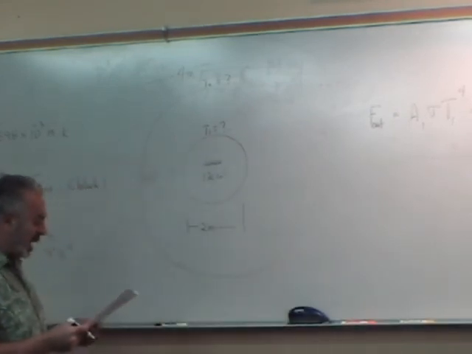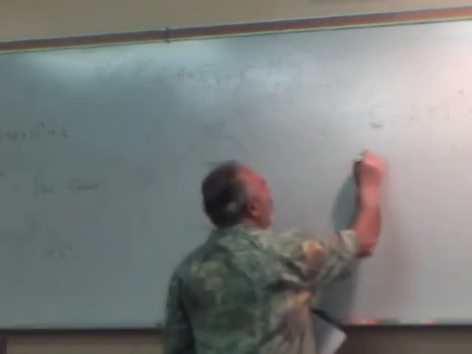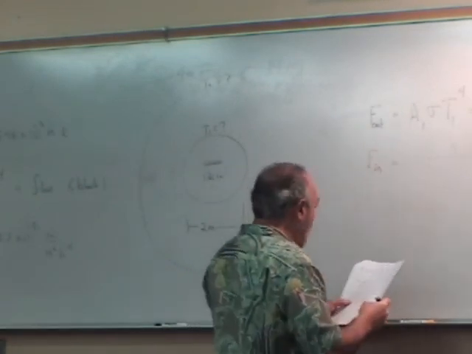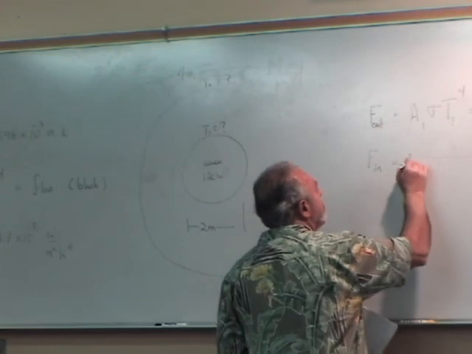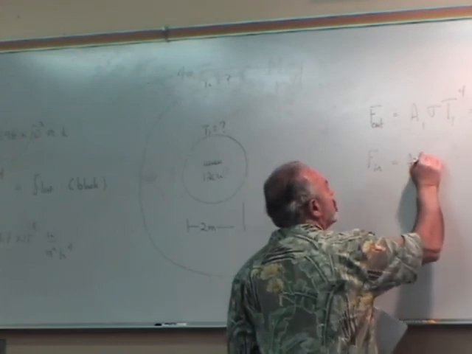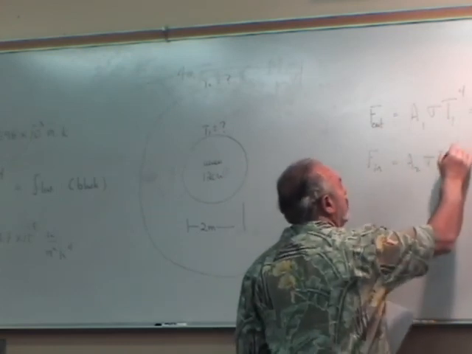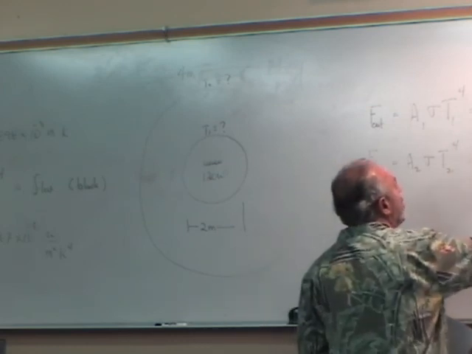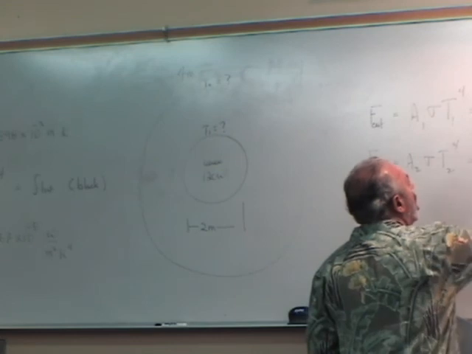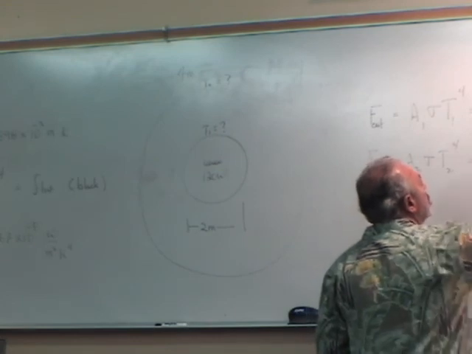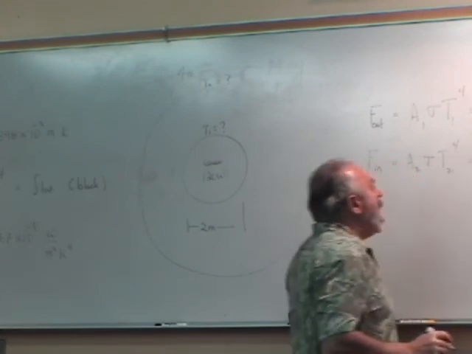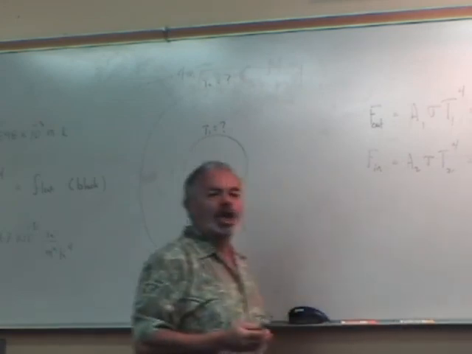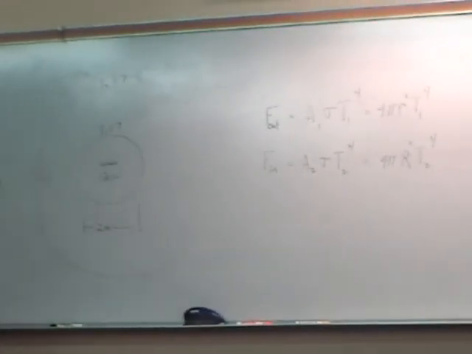So at the same time, F in is going to be, of course, A2 sigma T2 to the 4th power. So we'll write it down the same way, 4 pi, now R squared sigma T2 to the 4th power, like that. And you'll notice that T2 represents the outer shell, and I use the capital R, the larger R, to represent that radius.